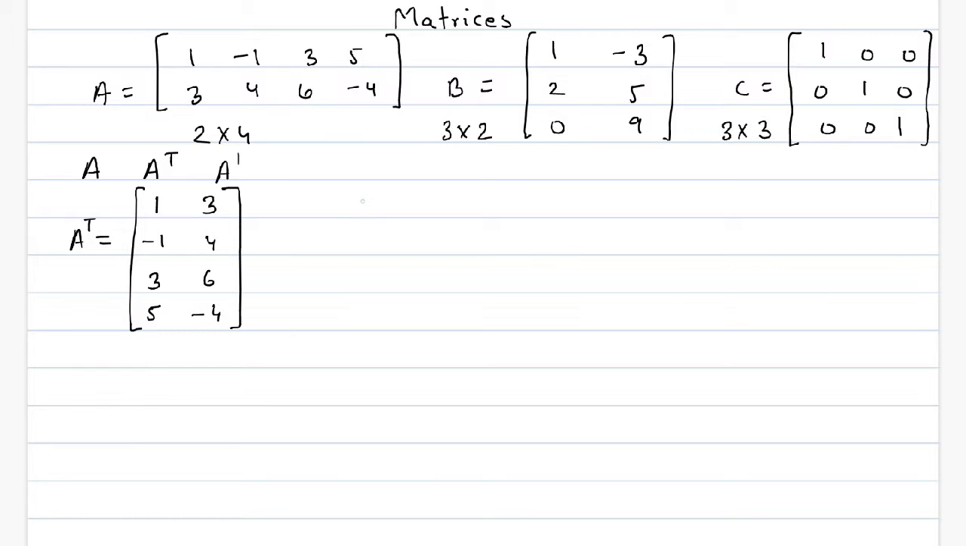So if we make the transpose of our B, we'll say B transpose. Here we had 3 by 2, so now it is going to be 2 by 3. So we'll have 2 rows and 3 columns. Our first row becomes our first column, so we'll have 1 and minus 3. We'll have 2 and 5. We'll have 0 and 9.